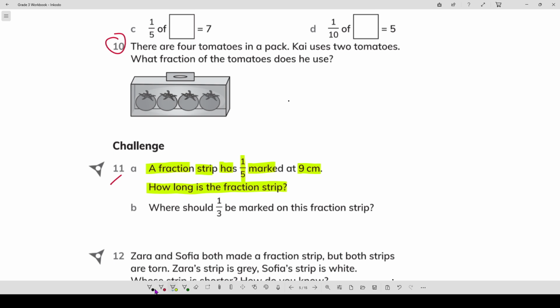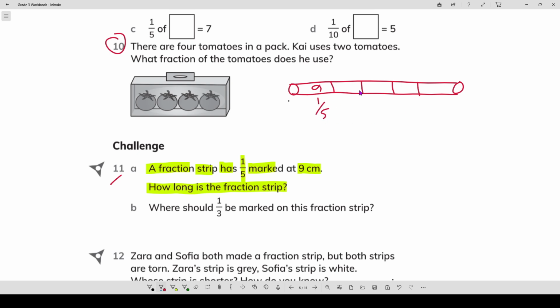What does it mean? Let's consider this is our stripe, and a fraction stripe has a 1/5 mark. So 1, 2, 3, 4, 1, 2, 3, 4, 5. So here is 9. It means 1/5.